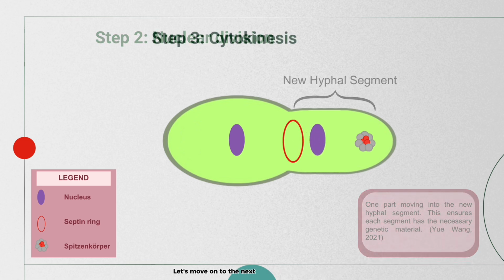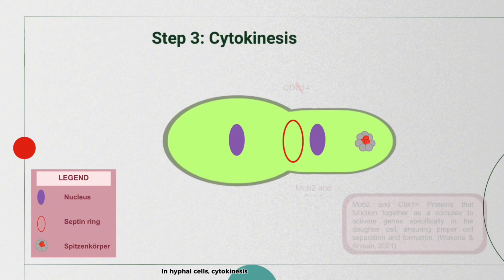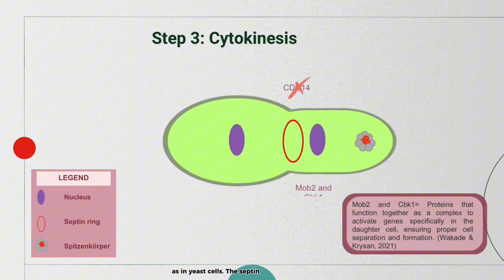Let's move on to the next step, which is cytokinesis. In hyphal cells, cytokinesis does not lead to cell separation as in yeast cells. The septin ring splits into two rings and both are maintained after cytokinesis, unlike in yeast where septin rings are disassembled.